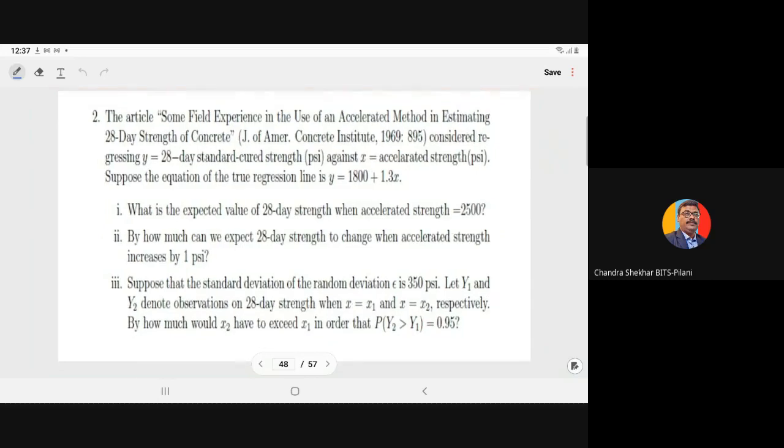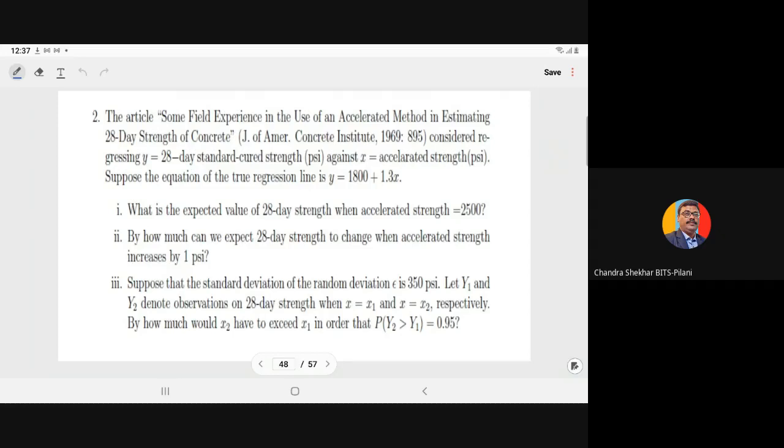Let us move to question number 12. The article, Some Field Experience in the Use of an Accelerated Method in Estimating 28-Day Strength of Concrete, published in the Journal of the American Concrete Institute in 1969 on page 895, considered regressing y, the 28-day standard cured strength in psi, against x, the accelerated strength in psi. Suppose the equation of the true regression line.